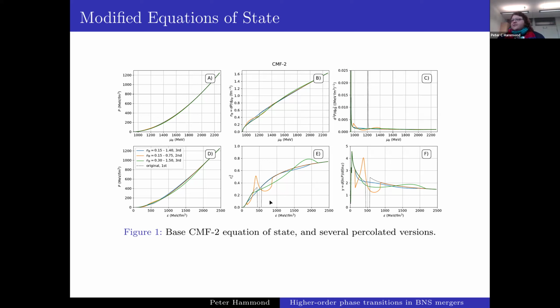So you can see for the original equation of state, this is a first order phase transition. So the sound speed goes identically to 0 over some energies. For the second order phase transition, you can see there's a jump in the sound speed, both at the beginning and the end of the percolation region. And for the third order phase transitions, you can see that the sound speed is continuous everywhere, but not necessarily smooth at the boundaries of the phase transition.